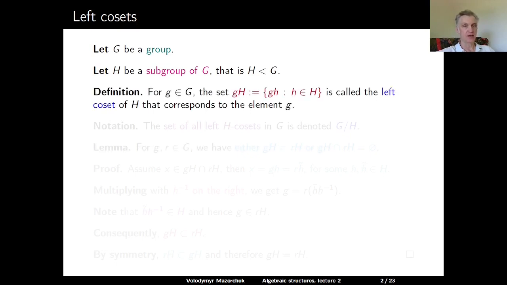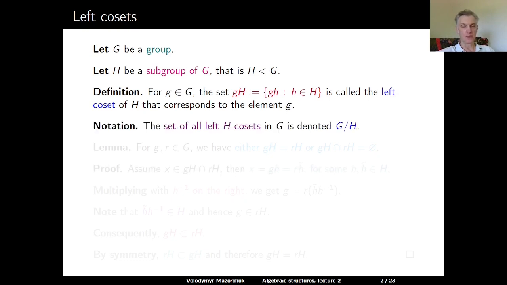Definition: for an element g in our group G, the set gH, which consists of all products of the form gh, g on the left, h on the right, where h is an element in our subgroup H, is called the left coset of H that corresponds to the element g.